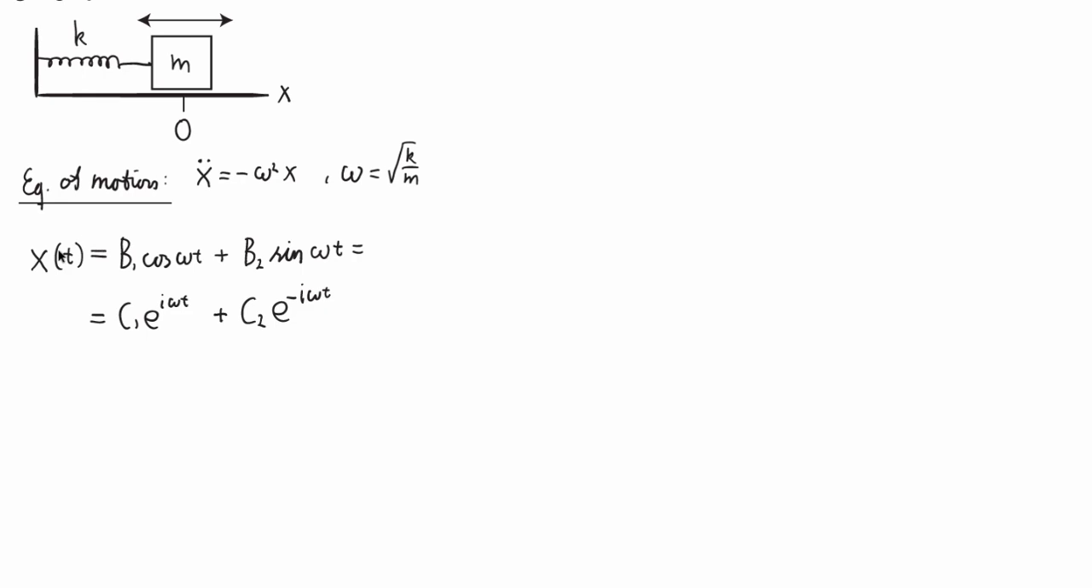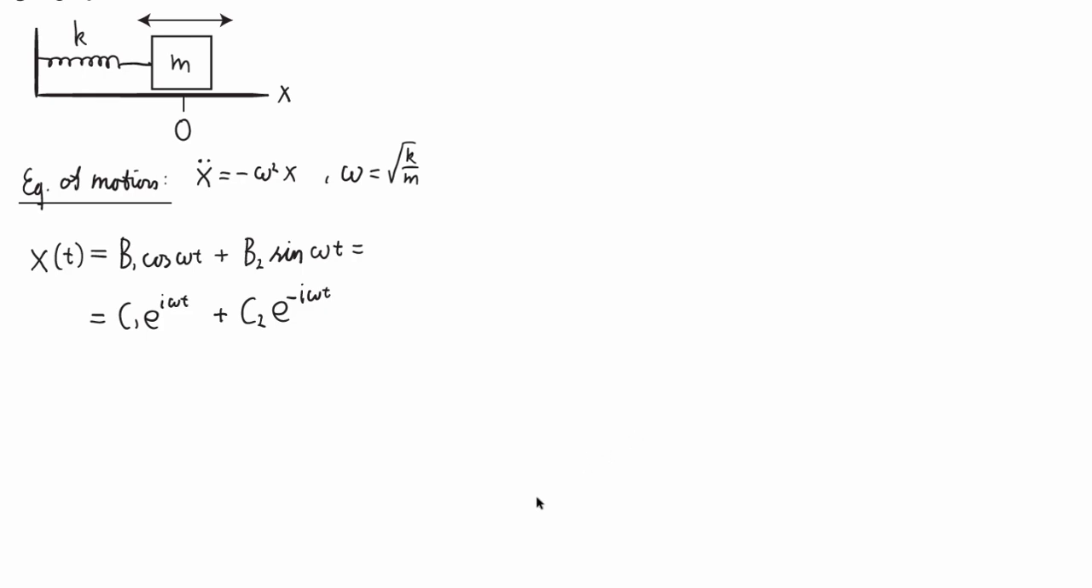We can write the solution to this in the following form. This is a second order differential equation, so we'll get two constants of integration. So we have that x of t is b1 times cosine omega t plus b2 sine omega t. Or we can write it as a sum of two exponentials. The first one is e to the i omega t. The other one is e to the minus i omega t, multiplied by the appropriate constants.